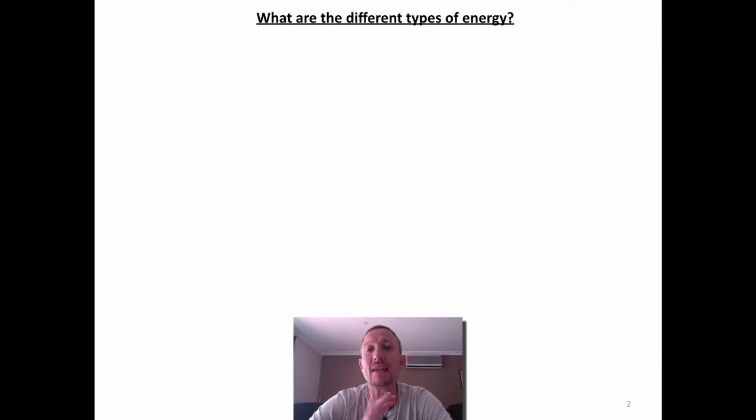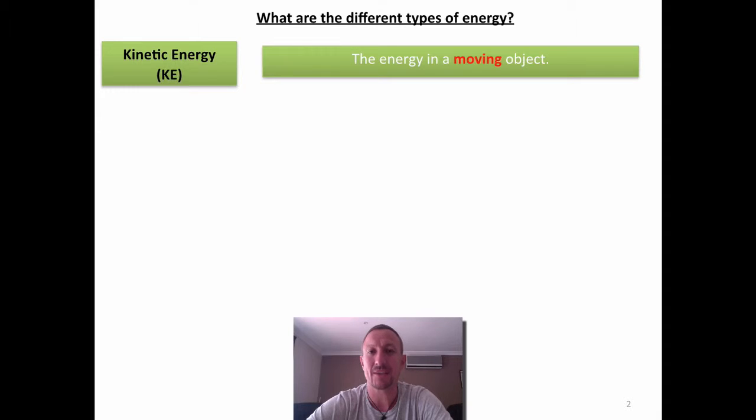So there's many different types of energy. Now remember that energy basically is where work is done on a system. So there's lots of different types because there's lots of different types of work that goes on. Now the first one that we're going to be looking at is kinetic energy. Kinetic energy is the energy that is generated when an object is moving.